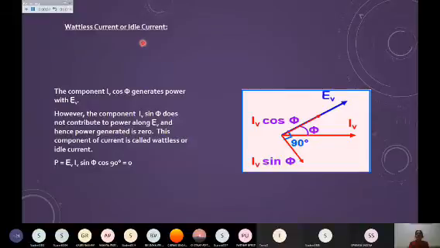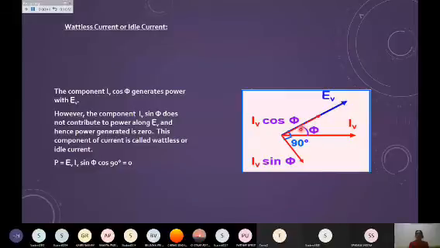So this is another definition with you: what do you mean by wattless current or ideal current. Now we have this formula for power, which is given by EV IV cos phi. Now this IV, if I want to resolve into components, if it is making an angle phi with the EMF, then IV cos phi is in this direction, IV sin phi is perpendicular to it, and it is the cos phi component only which is giving you the power.